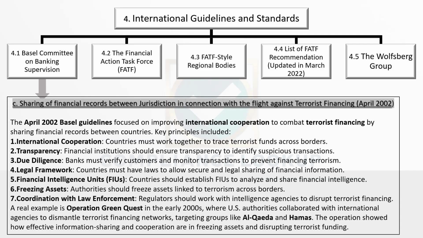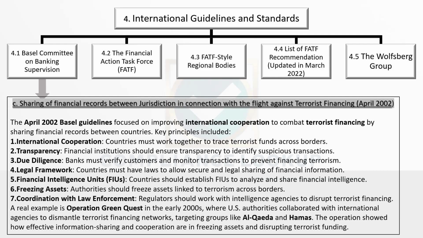Real example: the FBI, CIA, and Interpol often work in tandem with financial institutions and regulatory bodies to track and intercept financial transactions linked to terrorism. For example, in Operation Green Quest, US authorities, in collaboration with international agencies, used financial intelligence to identify and disrupt funding networks for Hamas and Al Qaeda.